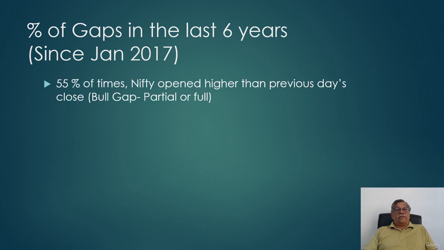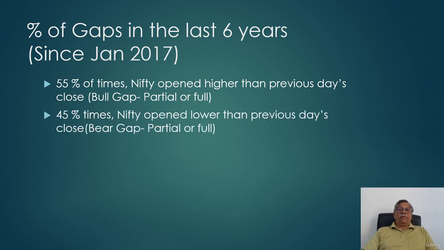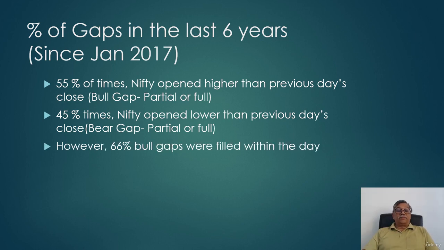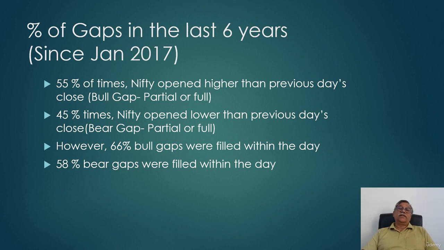Now, percentage of gaps in the last 6 years, 55% of times. In the last video, I told you, overall right from 2011, it's almost 66% of times there is a bull gap. But in the last 5-6 years, since January 17, 55% of times there is a bull gap and 45% of times there is a bear gap. All right. So that is the difference in the recent past. But 66% of bull gaps were still filled within the day, and 58% of bear gaps were filled within the day. Yeah, this is the recent past, and the last slide which I showed before this was from 2011.